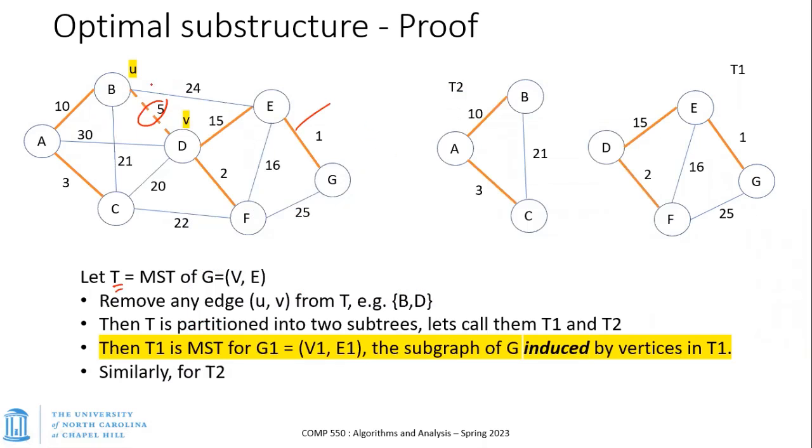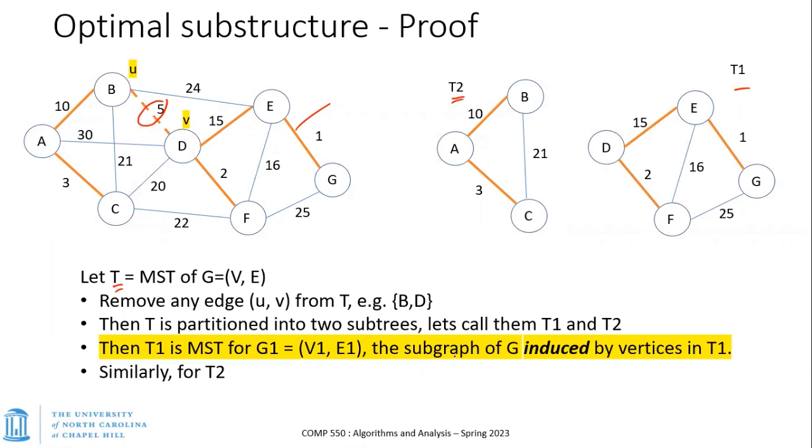So we're going to remove any edge. It could be any edge within T, but we'll take U and V over here. Because that is a tree, removing it is going to partition the tree. It's going to convert the original into two partitions, and we're going to call them T1 and T2. So this portion is T1 and this portion is T2.